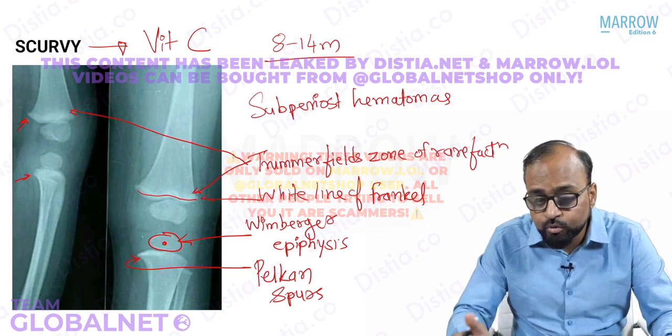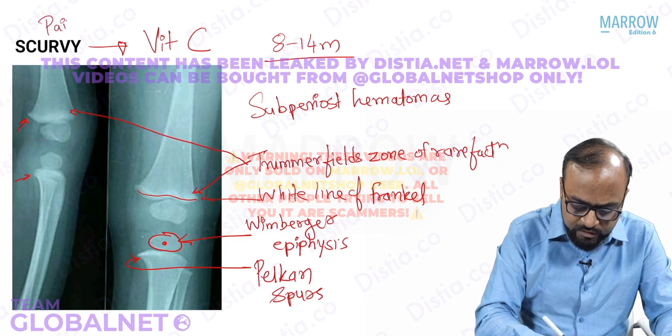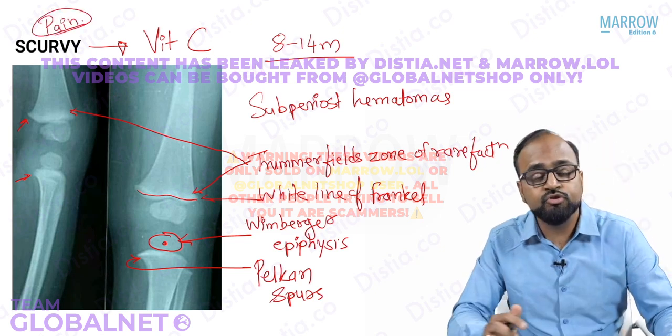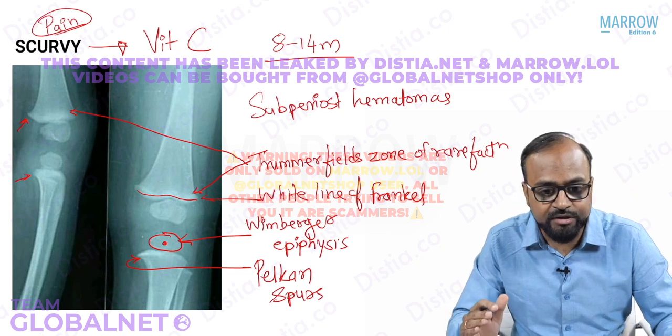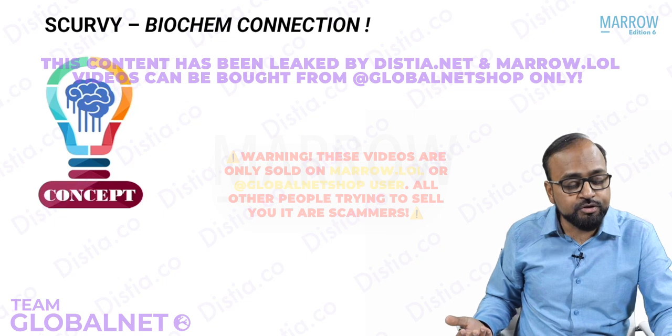The child is very afraid to move the limbs because it is extremely painful. Remember, clinically, pain is a feature of scurvy, which is something which is not seen in rickets. Now, why in scurvy do we get these findings? There is a biochemistry connection here.